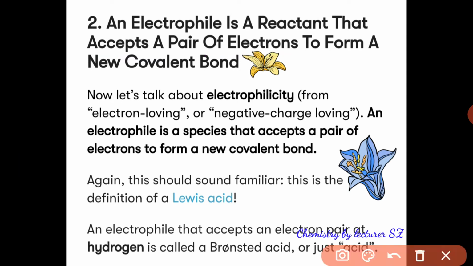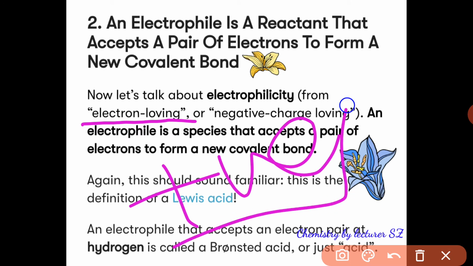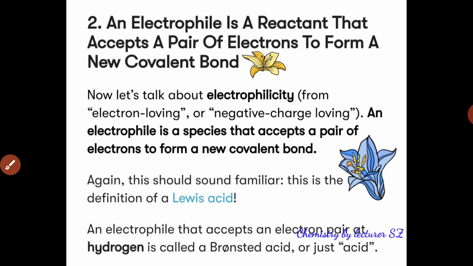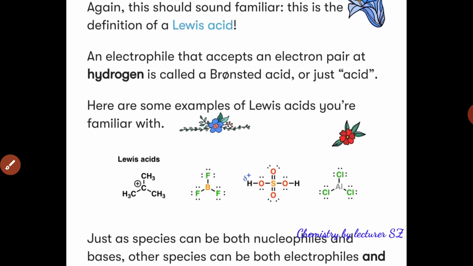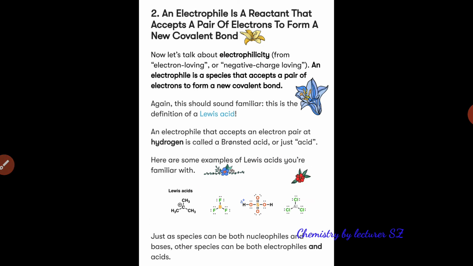Electrophiles or electrophilicity means that they are electron loving. Anything that will love electrons will definitely have a positive charge. So electrophiles carry a positive charge on themselves and love electrons to come to them. They are negative charge loving species. And an electrophile is a species that accepts a pair of electrons to form a covalent bond. A Lewis acid is a typical example of an electrophile. The most common example of an electrophile is hydrogen.